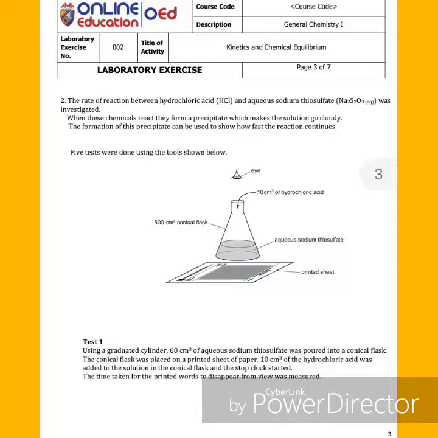Test number 1. Using a graduated cylinder, 60 cubic centimeter of aqueous sodium disulfate was poured into conical flask. The conical flask was placed on a printed sheet of paper. 10 cubic centimeter of the hydrochloric acid was added to the solution in the conical flask, and the stop clock started. The time taken for the printed words to disappear from view was measured.